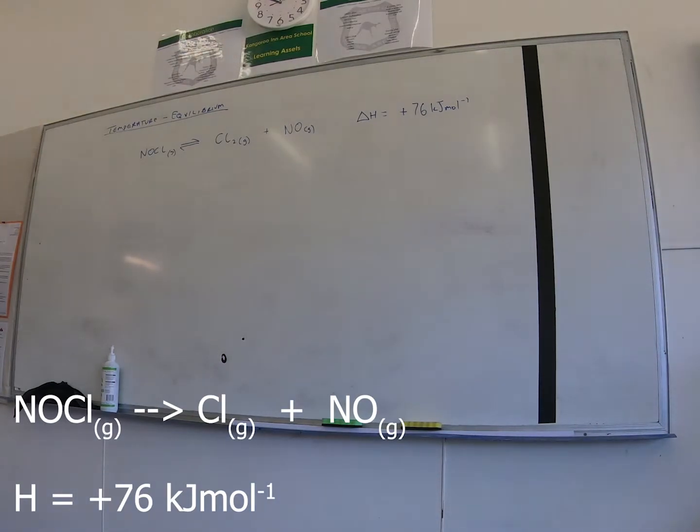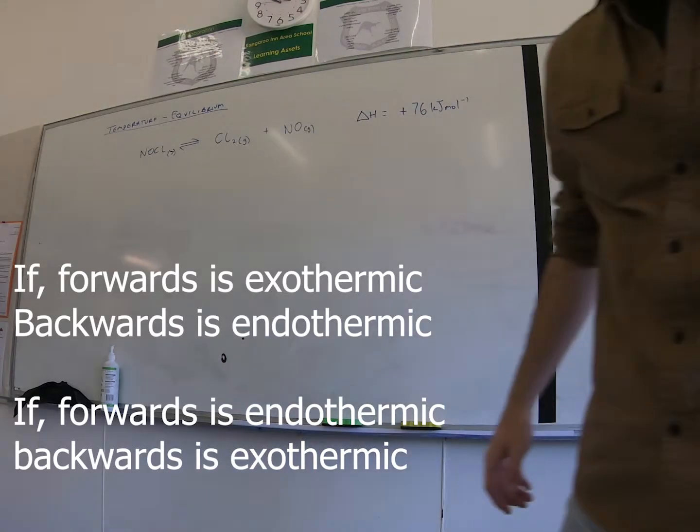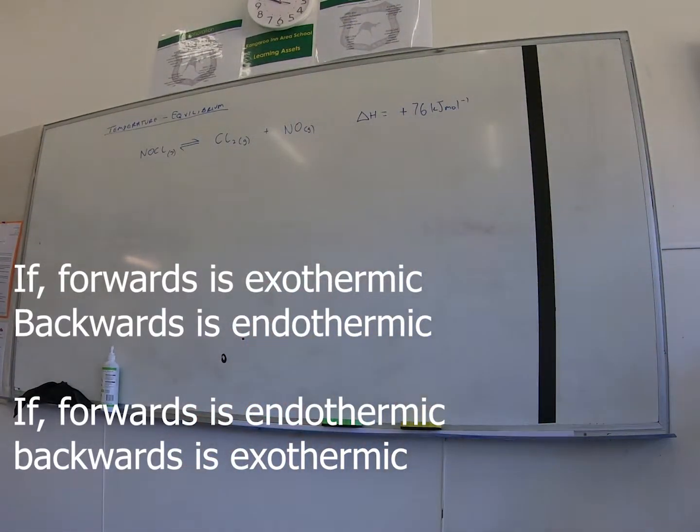So if our forward reaction is exothermic, then the back reaction is endothermic. The same applies in reverse. If the forward reaction is endothermic, then the back reaction is exothermic. So it's interchangeable. It's only telling you one, but you can swap those. If forwards is exo, backwards is endo. If forwards is endo, backwards is exo. This reaction here is the breakdown of NOCl, which is nitrosyl chloride.